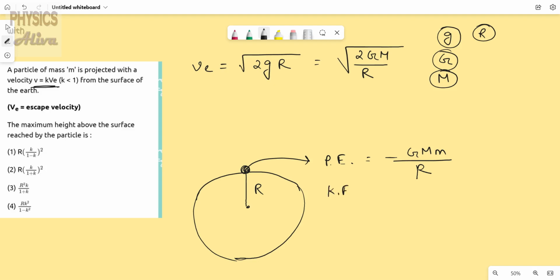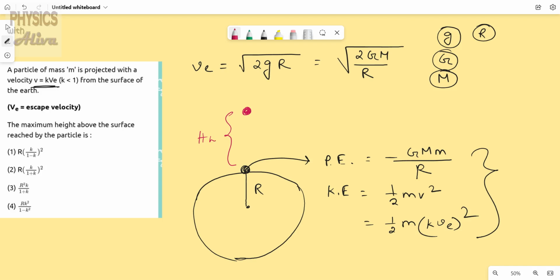And now the kinetic energy is half m v square, and the value of v is given here, which is k v_e. So this is the total energy of the particle when we are just throwing the particle, and this is the maximum height the particle reaches. Maximum height means at this position the velocity of the particle becomes 0 and the particle can't go above now. From this position the particle will return. This is the maximum height, h max.